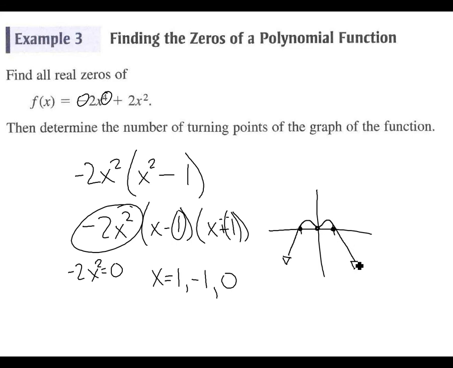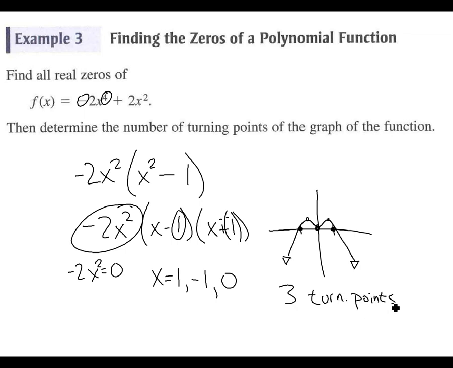All right? So we could have 1, 2, 3 turning points on there. Is there any other way to draw this so that it touches all 3 and has the appropriate turning points? No, there's not. So this is 3 turning points.